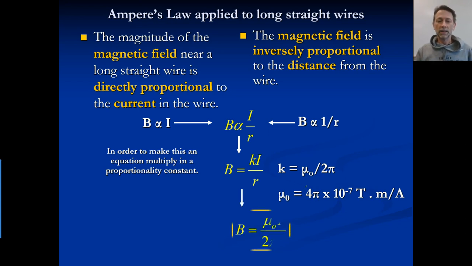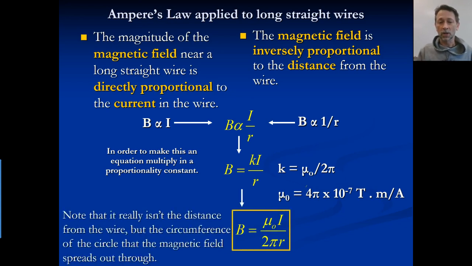So we end up with Ampere's law, which says that the magnetic field is equal to that constant times the current divided by 2 pi r. Notice that this 2 pi r should look familiar, because that's the circumference of a circle. What it's really saying is that the magnetic field is being distributed around the circumference of that circle, and the bigger that circumference becomes, the more you're spreading it out.